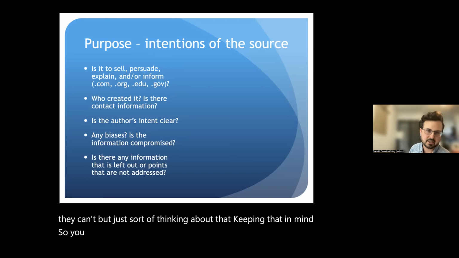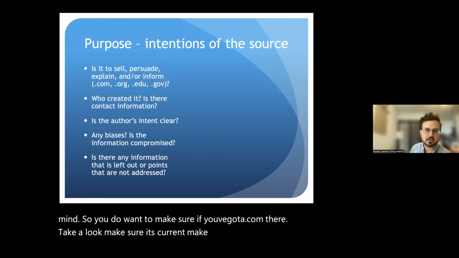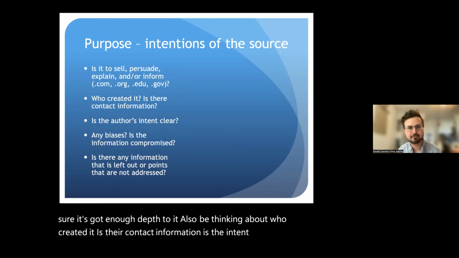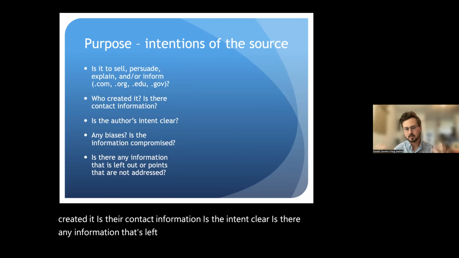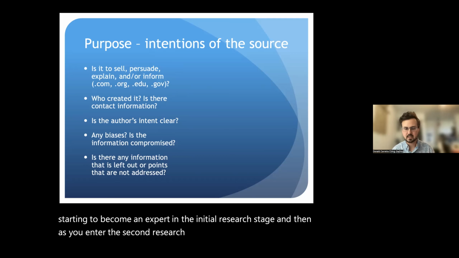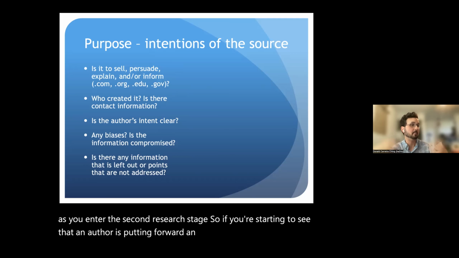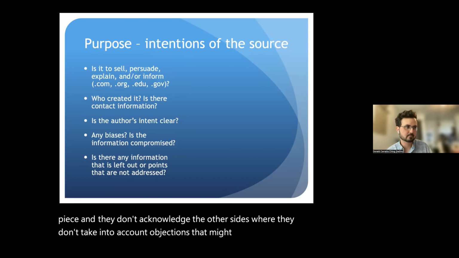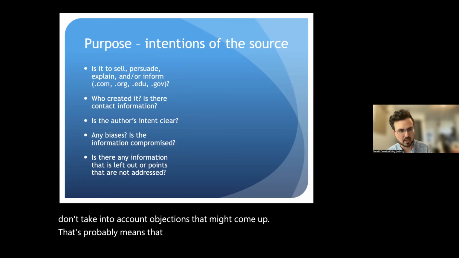So if you've got a .com, take a look, make sure it's current, make sure it's relevant, make sure it's got enough depth to it. Also be thinking about who created it. Is there contact information? Is the intent clear? Is there any information that's left out? Again, you're starting to become an expert in the initial research stage, and then as you enter the second research stage, if you're starting to see that an author is putting forward an idea, maybe in an opinion piece, and they don't acknowledge the other sides, or they don't take into account objections that might come up, that probably means that the source is one-sided.